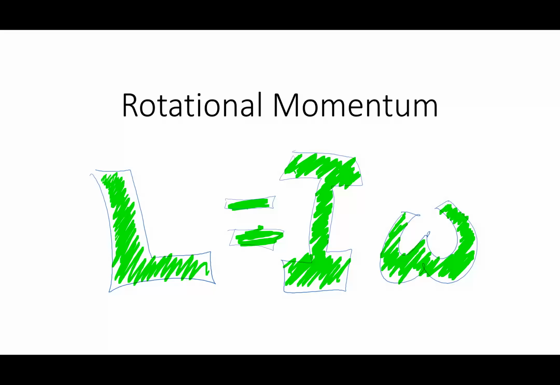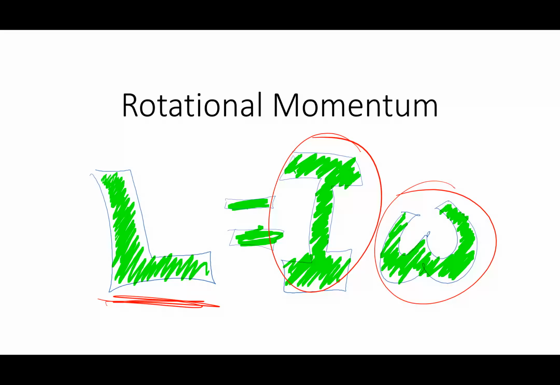Right, here we have rotational motion video number 5, dealing with rotational momentum. The symbol for rotational momentum is L, just a fancy L. Momentum is equal to your rotational inertia and your rotational speed. So your inertia is your resistance to motion, and the speed tells you how fast you're going.